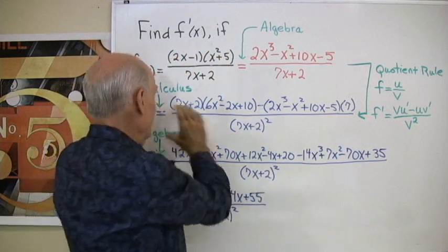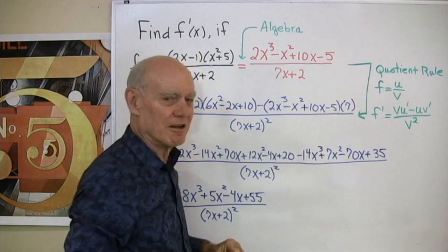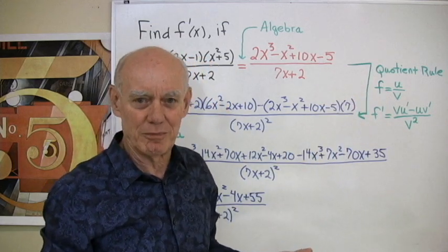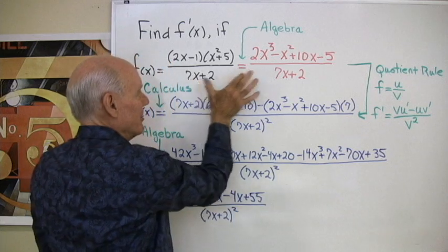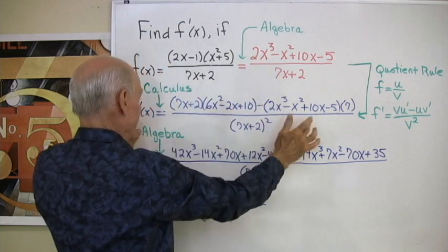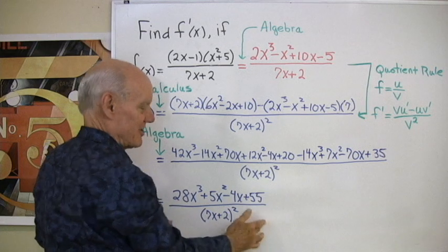Okay, if you can get this step correct right here, then you understand calculus and you can apply the quotient rule. The rest is all algebra. From here to here, that's algebra. From here to here, that's algebra, and that's algebra.